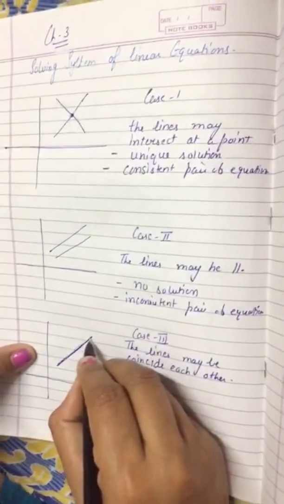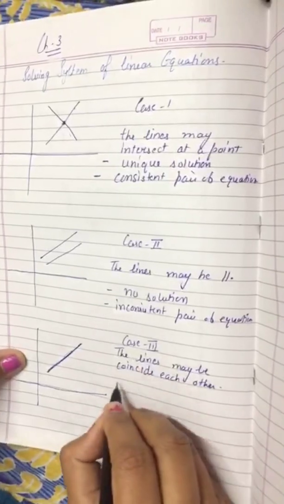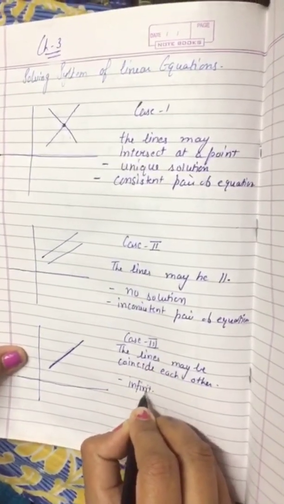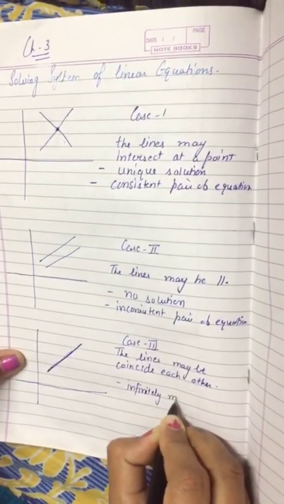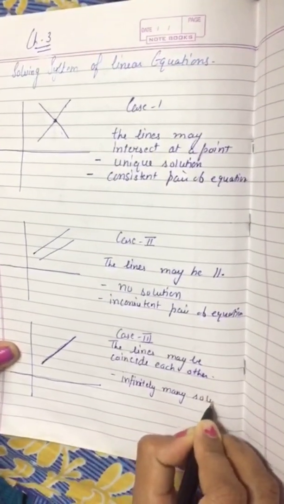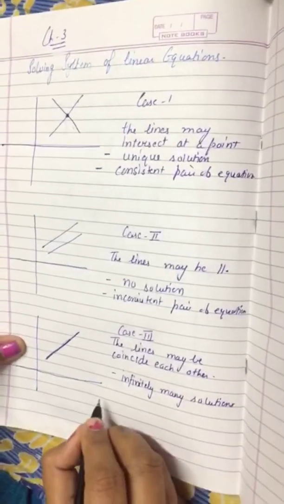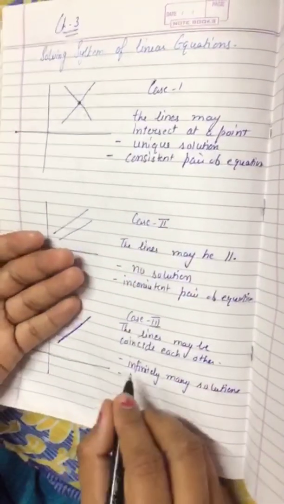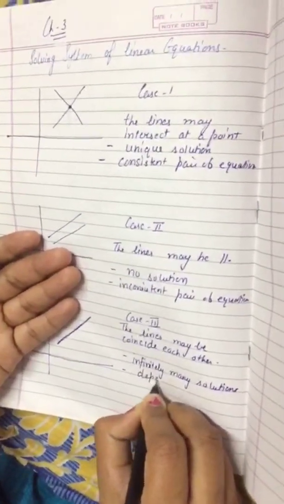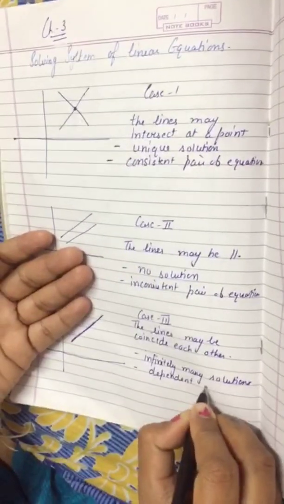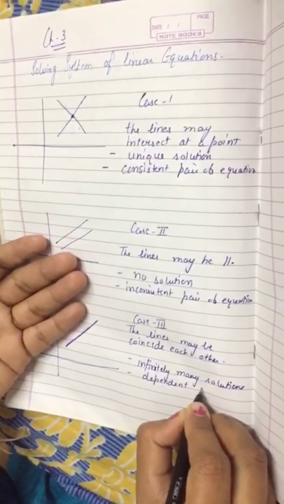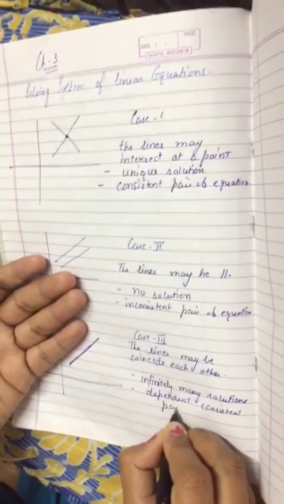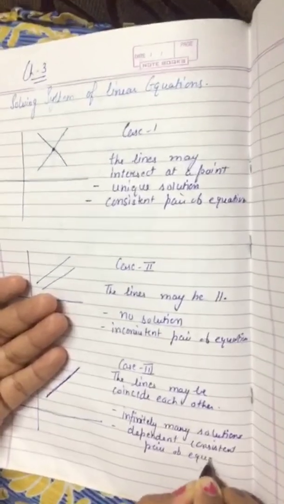In coincident lines, all the points of one line meet the points of the other line. How many points are there in a line? There are infinite points. So it has infinitely many solutions, and it is a consistent pair of equations; in that case we say it is a dependent consistent pair of equations.